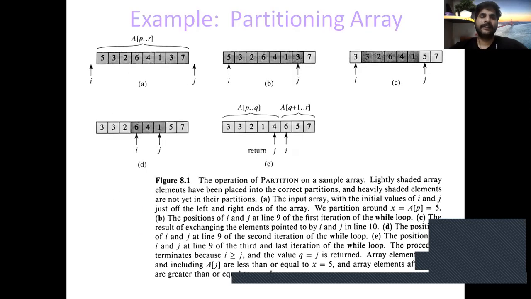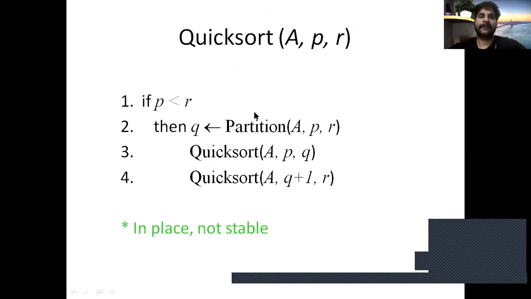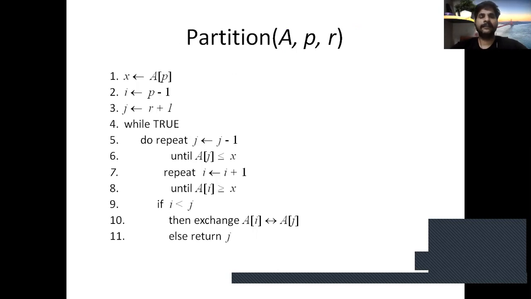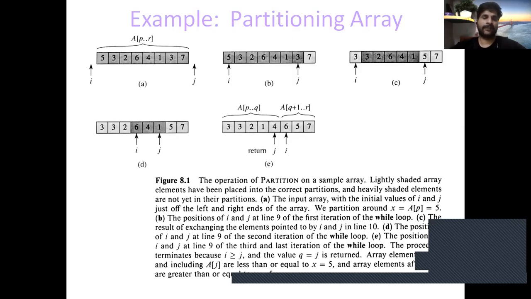So the array is divided into q point. That is, the array will become 3 3 2 1 4, and the next series 6 5 7. Now in this subarray, A[p..q] and A[q plus 1..r], recursively apply the quick partition and then sort recursively.